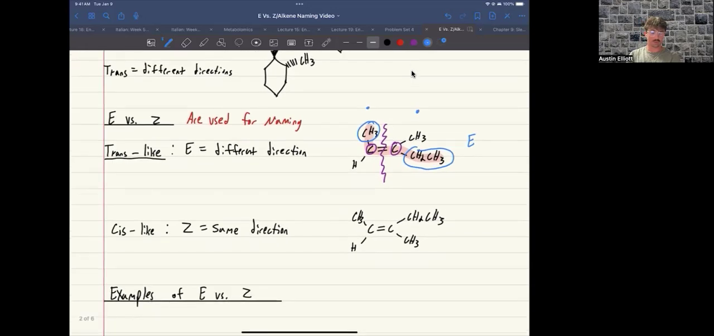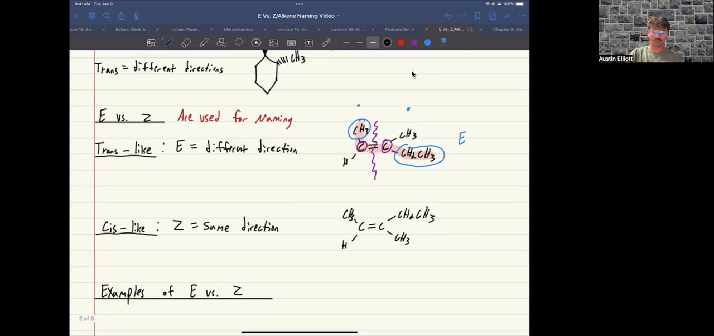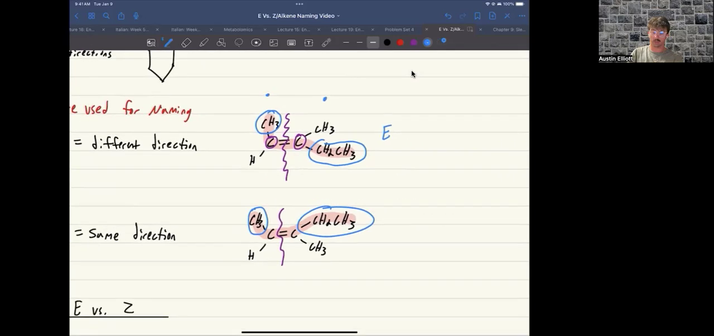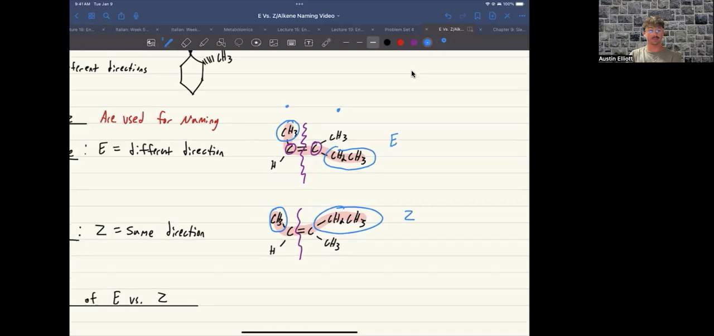Now, for the cis-like Z designation, those groups are going in the same direction. So we have the exact same molecule as before, but this time the groups are going in the same direction. We'll highlight the same longest chain, except this time our largest groups are both up. So this will get the designation Z.